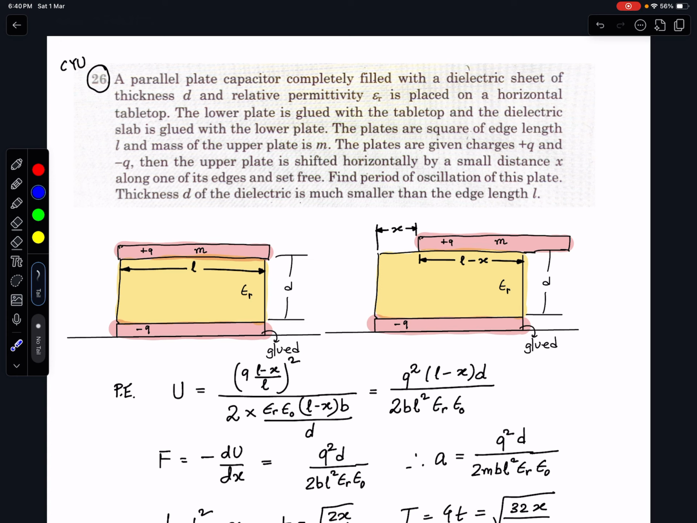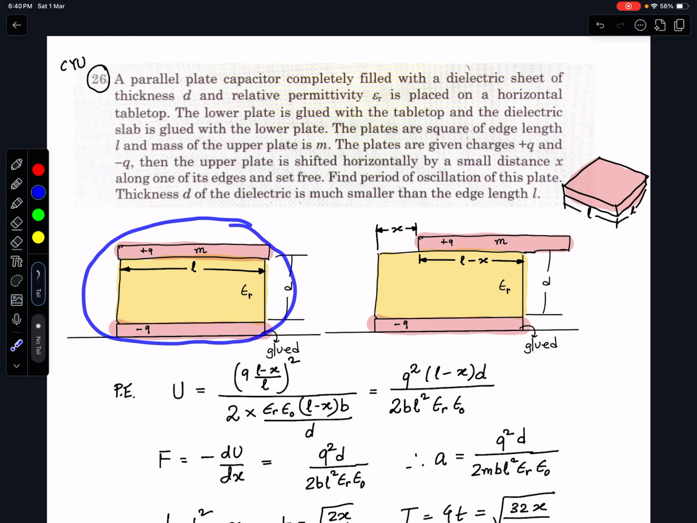So now let us draw the plate. Actually the plates are square plates, right? That is, the edge of the plate is L, a square plate. I mean the plates which I have shown there. Now this was the initial condition. This end is glued and now there is a small displacement x given to the upper plate. Now the upper plate will oscillate.